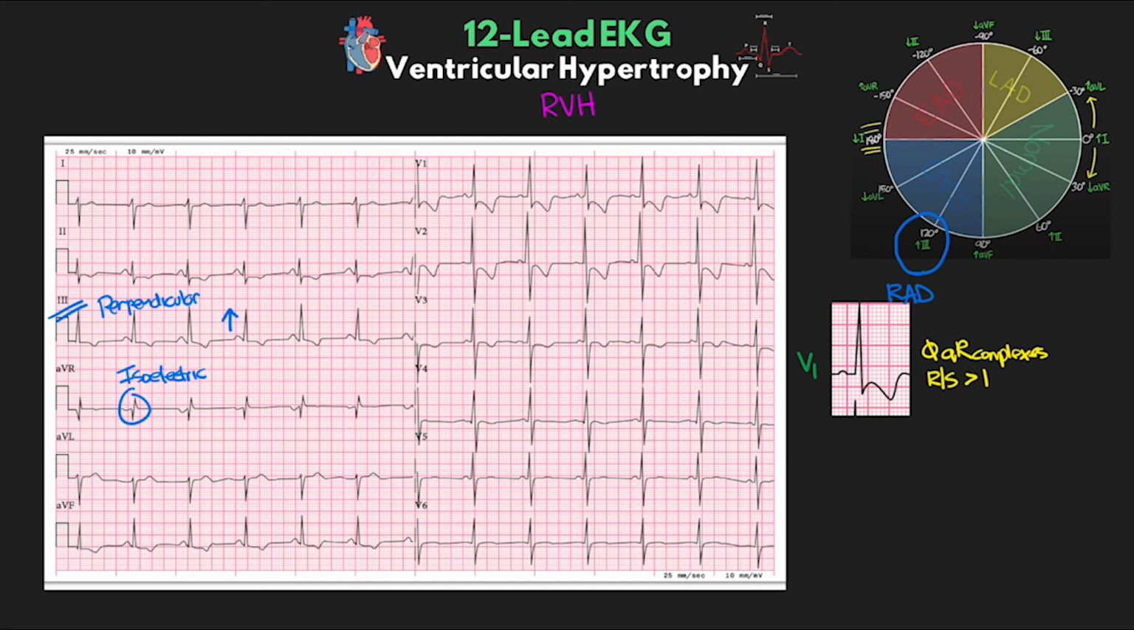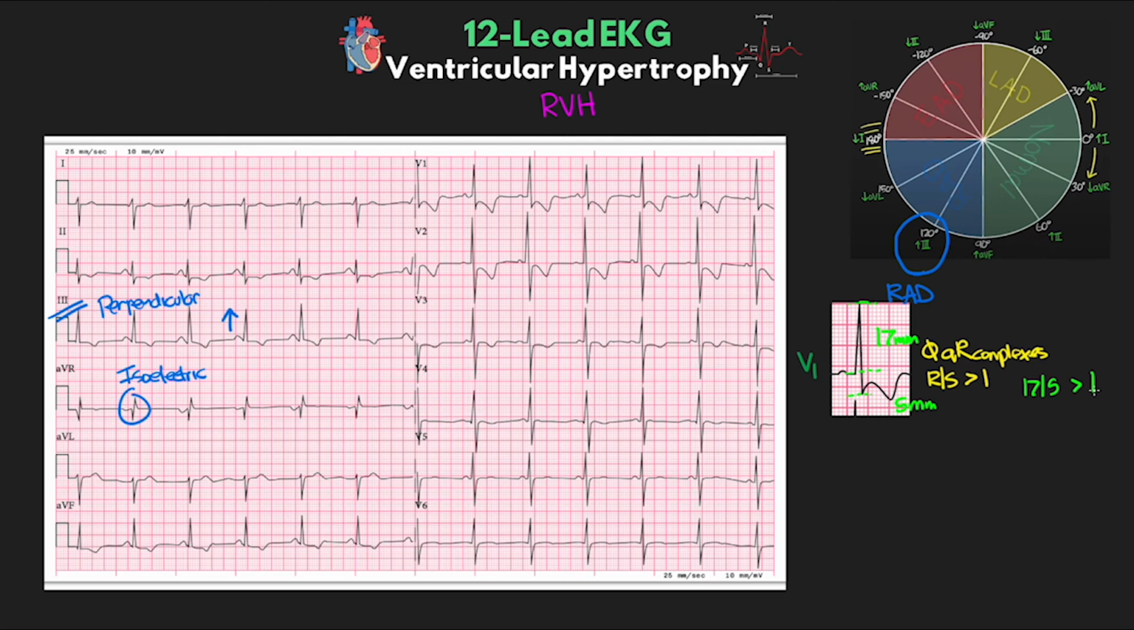Now, if we did need to measure this out, we'd see that from the isoelectric line to the top of our R wave, we have about 17 millimeters. And then from the isoelectric line to the bottom of our S wave, it's about 5 millimeters. Thus, we would take 17 divided by 5, which is greater than 1.